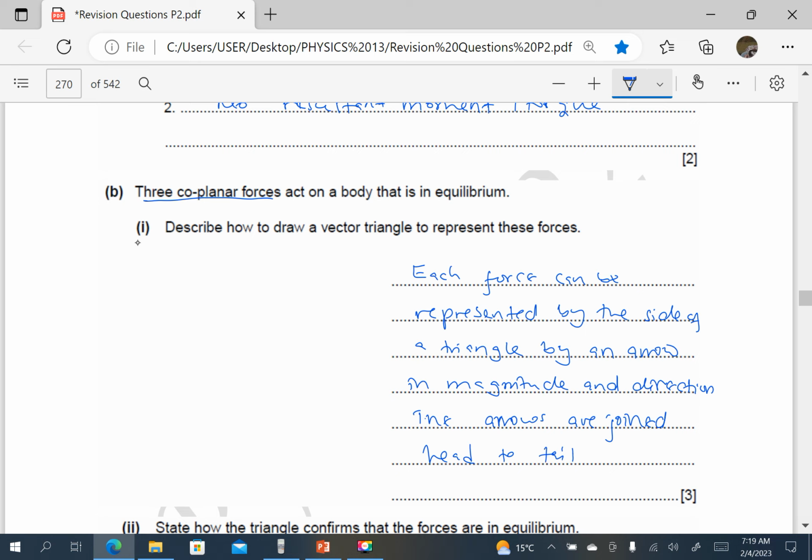So what I'm saying is I'll draw a demonstration here. This could be one of the vectors, and this could be another one, and this could be another one. So the sides, the vectors, the forces are represented by the sides of the triangle, and because it is in equilibrium, the arrows are going to be in that pattern so that they form a closed loop in that pattern. The vectors are joined head to tail.